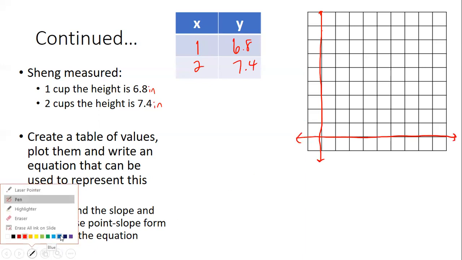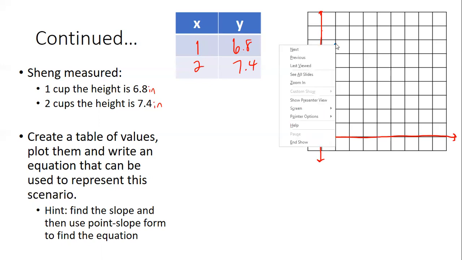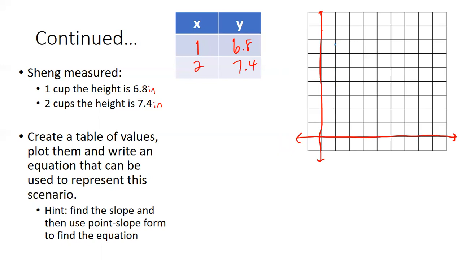All right, so we have our graph, and we have 1. And so notice here that this isn't perfect. So it's 6 8/10. So I'm going to go up 1, 2, 3, 4, 5, 6, and I'm going to estimate my 8/10. Okay, I'm going to go to 2, and I'm going to 7.4. Again, it's going to be an estimation, a little bit below half.